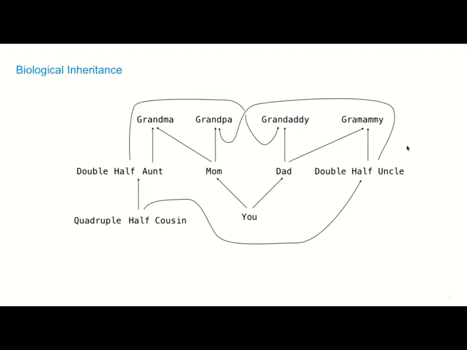So the moral of the story here is that multiple inheritance gets complicated very quickly, so you might be careful when you use it. Don't use it too much.